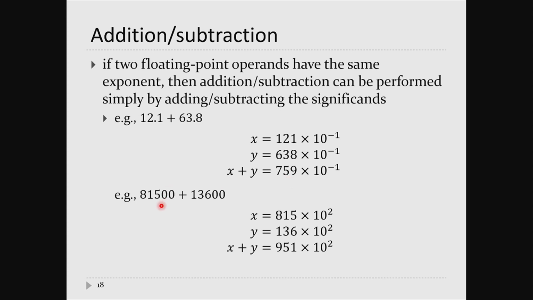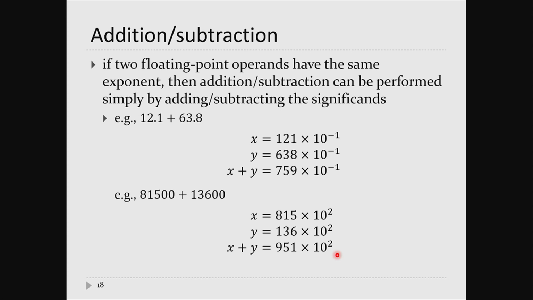Next example, exact same thing. 81,500 is just 815 times 10 to the 2. 13,600 is just 136 times 10 to the 2. Exponents are the same. Everybody's happy. Add everything together, away you go. Still 3 digits in the significand, and I don't have to change the exponent.